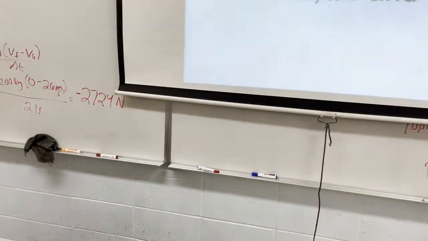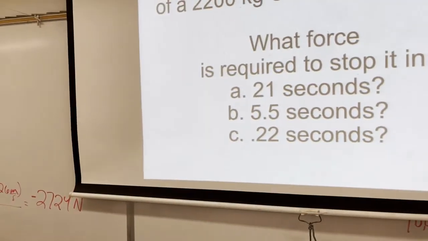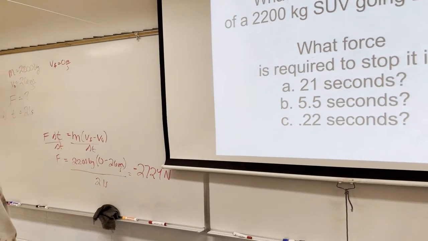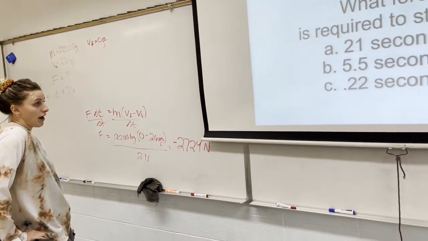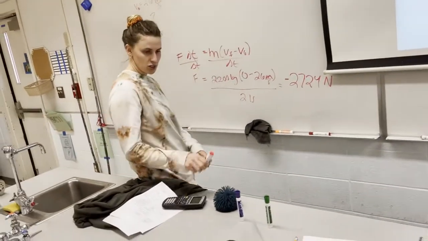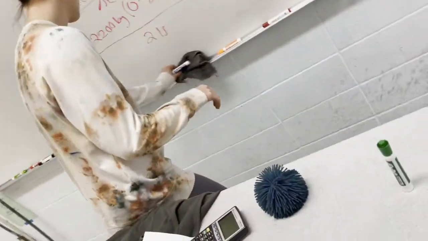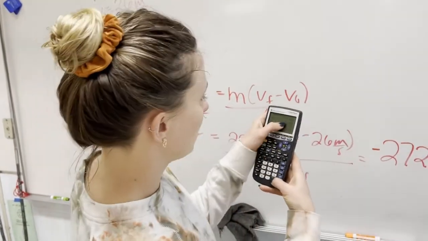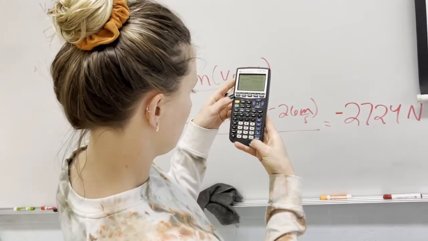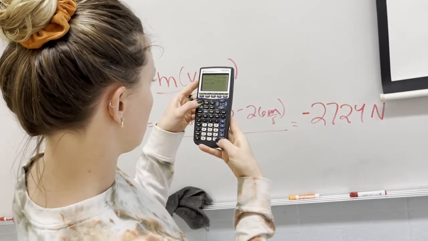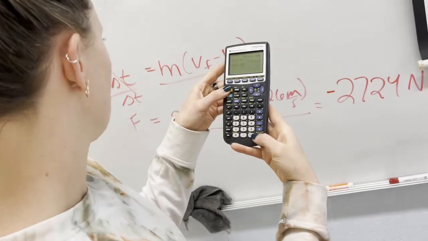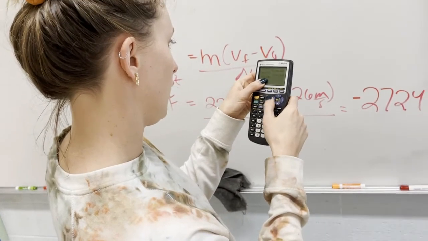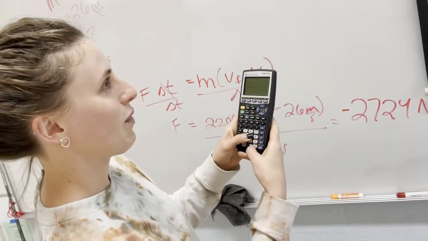What would be different for letter B? What force is required to stop it in 5.5 seconds? Well, the only thing that we change is this bottom part, right? Just do it in your calculator. We don't need to write it down. You know how to use the cheat button in a calculator? How do I get that guy back up there? Hit Shift Shift, and then Enter. And there it is again. You should be able to just toggle over and change the number on the bottom. Oh, you're right. I like it. I call it the smart cheat button.